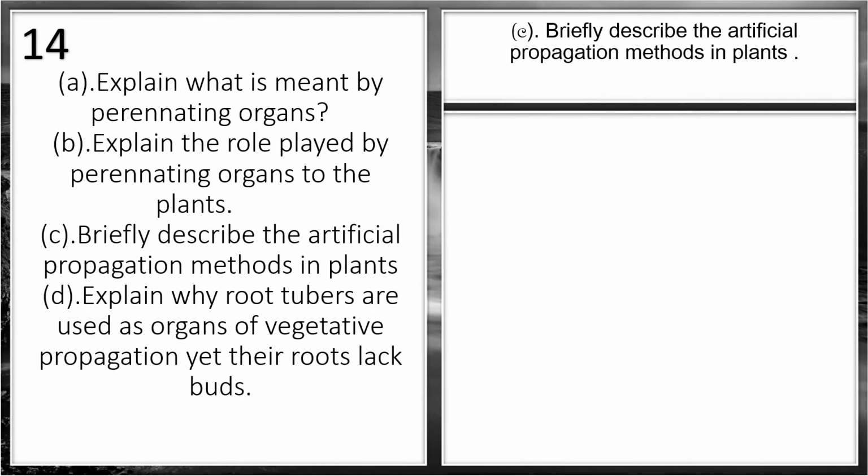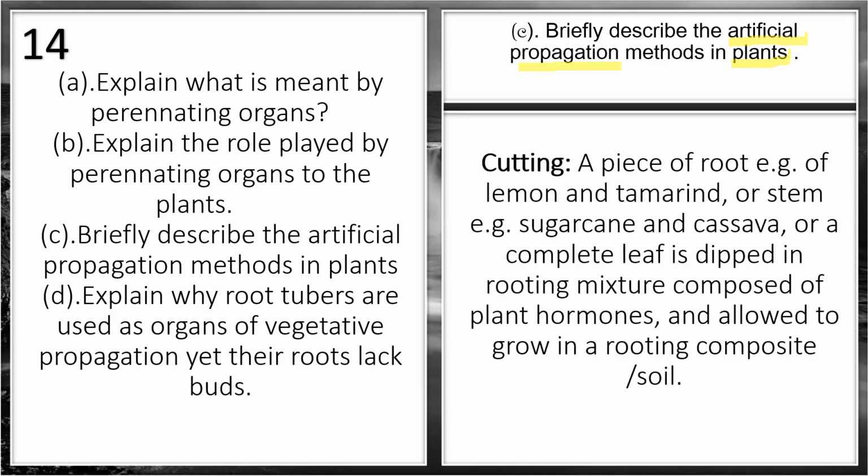Part C. Briefly describe the artificial propagation methods in plants. One is cutting, where a piece of root, for example, lemon, tamarind, or stems of sugarcane, cassava, or a complete leaf is dipped in a rooting mixture composed of plant hormones and allowed to grow in a rooting compost soil.